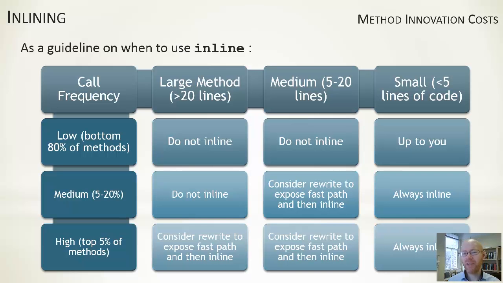Similar for medium: if it's low frequency, generally don't need to bother about it. If it's medium or high frequency, then you should consider, okay, how often do I need to paste this in? Is there any opportunity to restructure and refactor this to expose the common path, and then to optimize that directly?